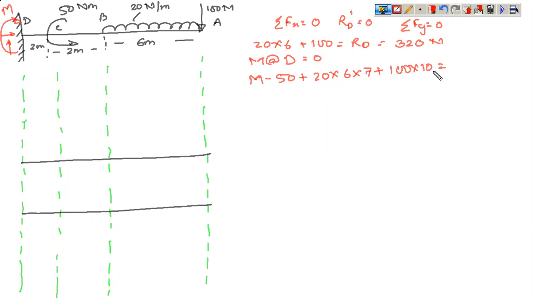120, 840, 840 and 1000, 1840, 1890, no, 1790. So M is equal to minus 1790. So you need to reverse the direction. The direction has been reversed, so you get M is equal to 1790, and I have reversed the direction.